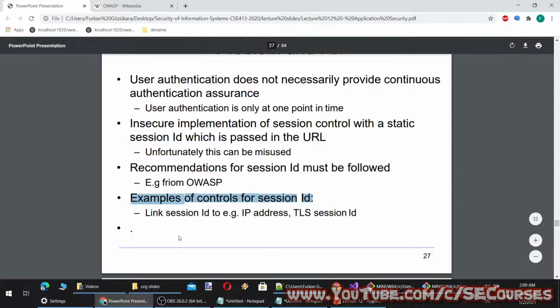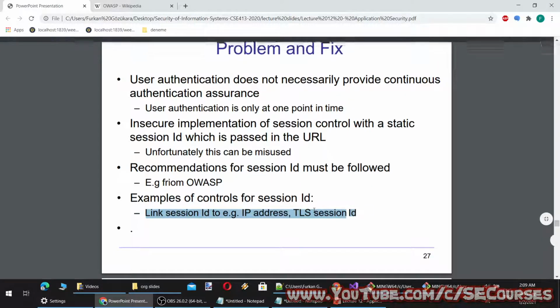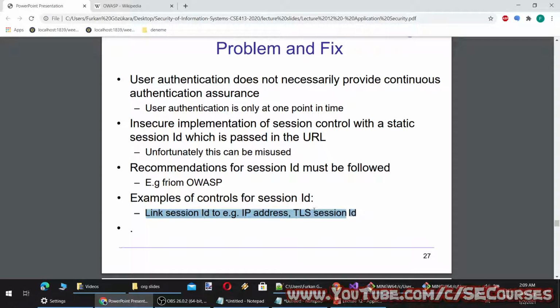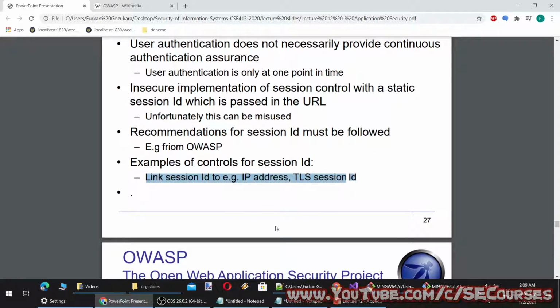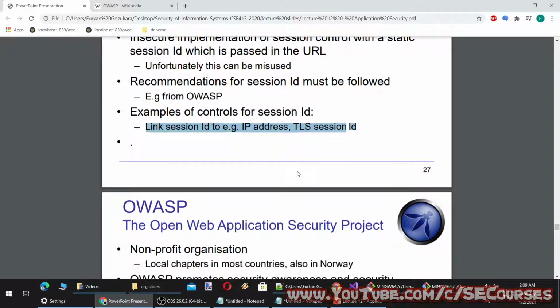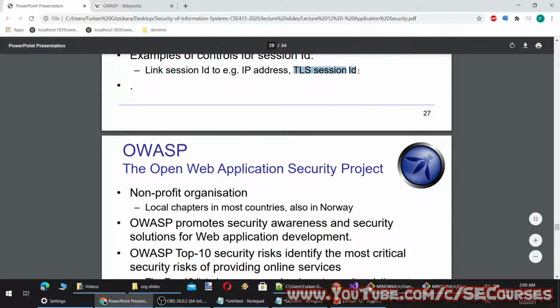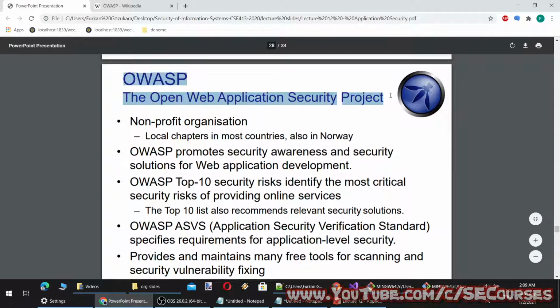Examples of controls for session ID. Link session ID to IP would increase security a lot, because the hacker cannot have the same IP as me, unlikely to have. Therefore, this would prevent a lot of session ID leaking problems. Link session ID to, e.g., IP address, TLS session ID. Also, TLS session ID would be unique for that user as well.